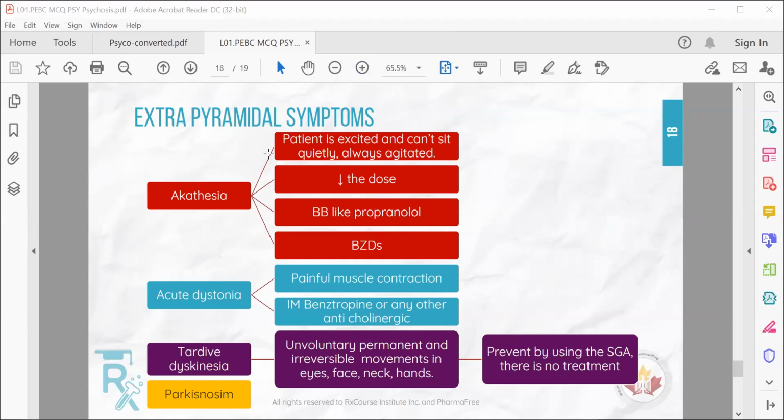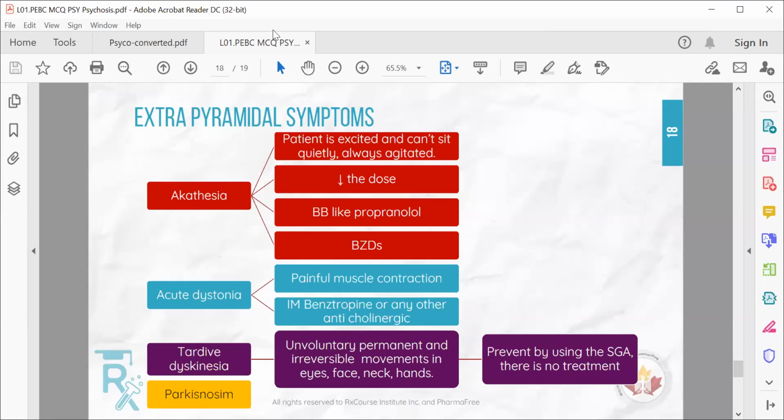Other symptoms of extrapyramidal symptoms is dystonia. Dystonia is like painful muscle contraction, and if it happens, we give benztropine or any other anticholinergic. So, which one is mostly associated with dystonia? Which antipsychotic is associated with EPS in the form of dystonia?